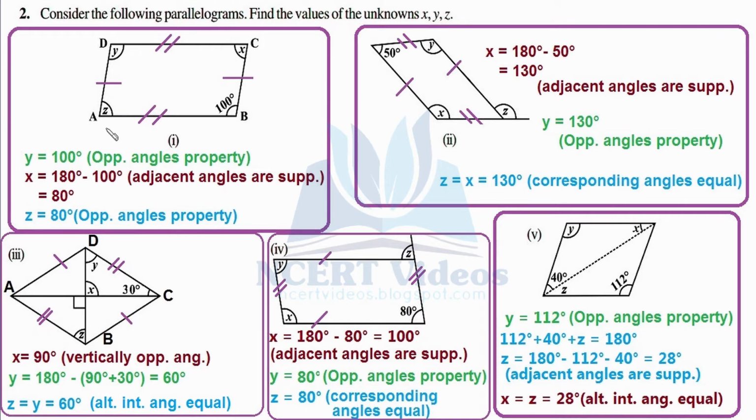So let's straight away try to solve it, and we will use whatever we have studied so far till this standard and also in this exercise. So let's focus on angle y. We just studied in question number first that opposite angles in a parallelogram are equal. Therefore, angle y will be equal to 100 degrees. So we straight away wrote y equals 100 degrees, and the reason being the opposite angles property of a parallelogram.